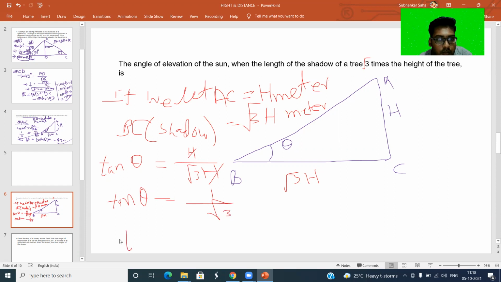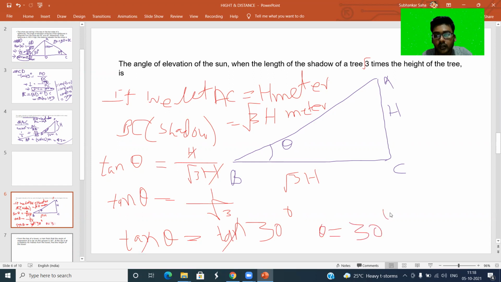So tan theta is equal to 1 by root 3, which means tan 30 degrees. Tan 30 degree value is 1 by root 3. Tan cancels, then theta is equal to 30 degrees. So the angle of elevation value is 30 degrees.